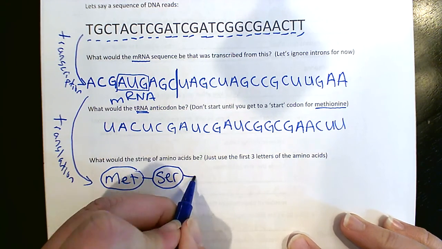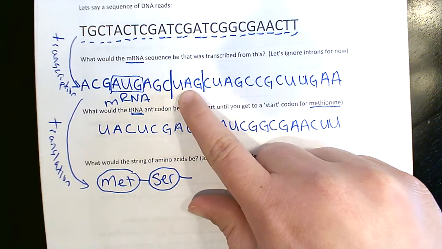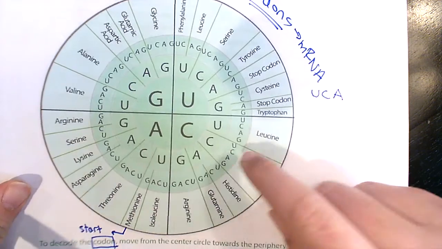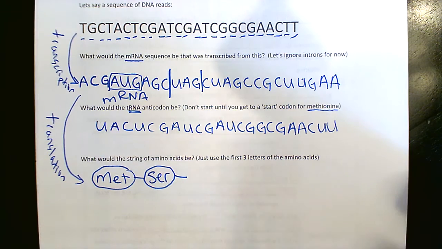There's my second amino acid. Okay, third amino acid, UAG. Start from the inside out. UAG, that's a stop codon. So that's actually it. That's the end. I probably didn't do that on purpose.